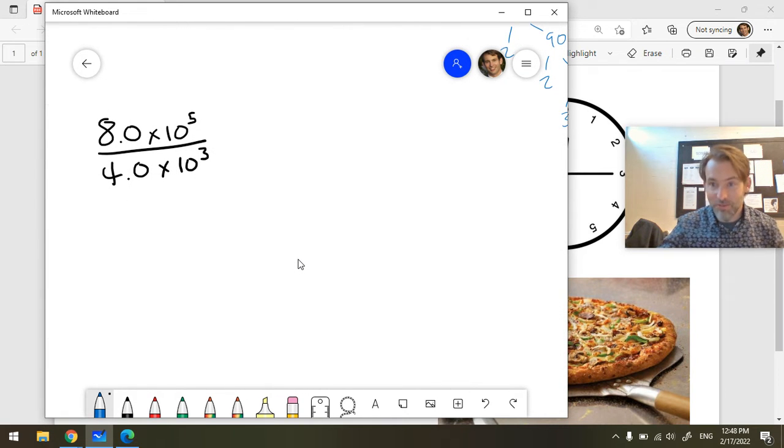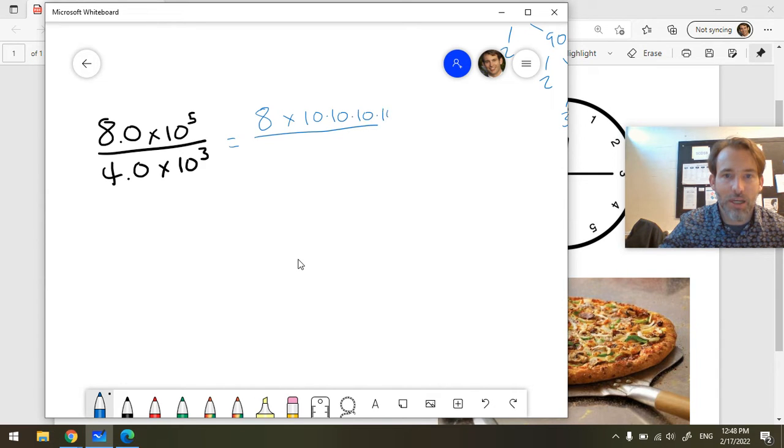8.0 times 10 to the 5 divided by 4.0 times 10 to the 3. This is already factored for us partially, okay? So let's write this in a different way. This would be like saying 8.0, that's an integer, multiplied by 10 5 times: 10 times 10 times 10 times 10 times 10, okay? And then it's divided by 4 times 10 times 10 times 10. So this is 10 to the 3, 10 multiplied by itself 3 times. This is 10 to the 5.